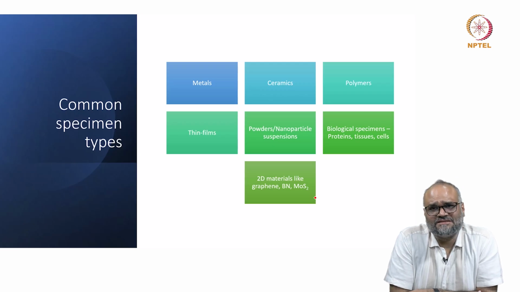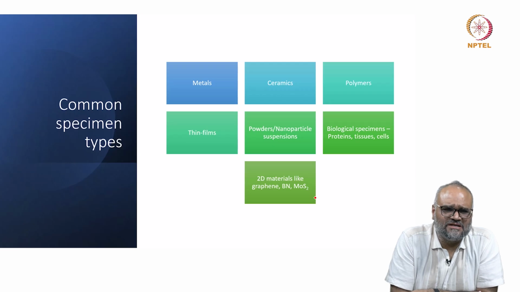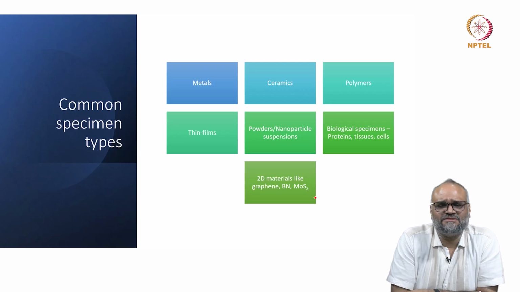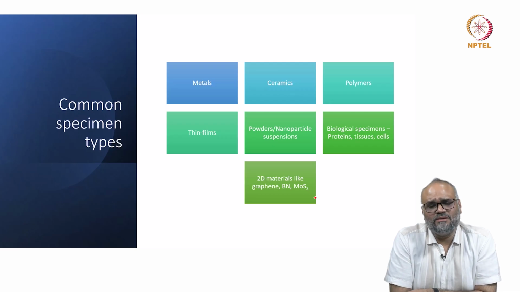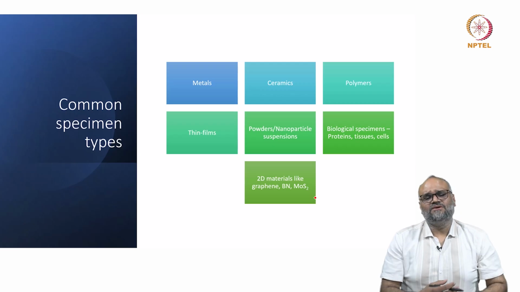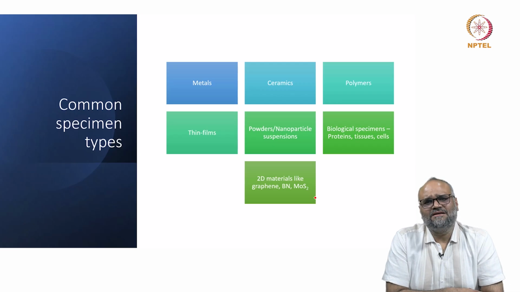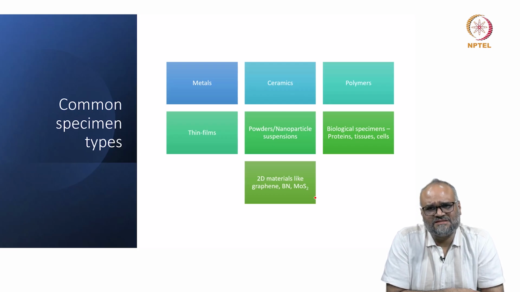If you have ceramics, the good thing is you can crush them, you can grind them, make them as small as possible, and you can create a suspension of the same, and you can disperse it and you can image it. Polymers are slightly more challenging because these are also highly sensitive to the electron beam. Although you can have slightly thicker polymer specimens, and the same applies to biological specimens as well, you are always limited by the dose that these polymers or the biological specimens can withstand.